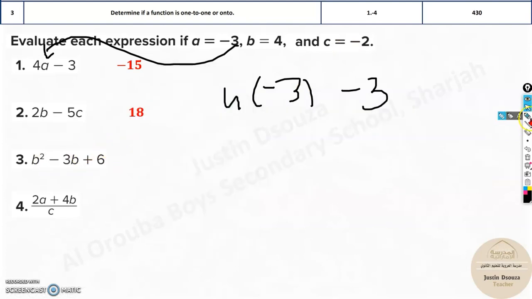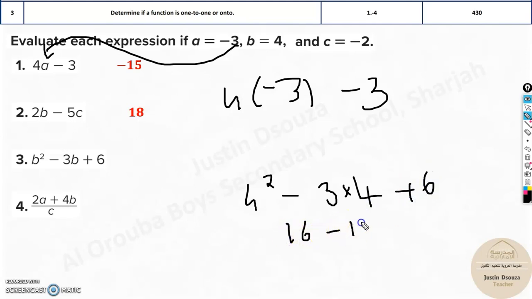Over here, you're using B square, that is 4 square, minus 3 times B, that is 4, plus 6. It'll become 16 minus 12 plus 6. Your answer would be 4 plus 6, 10. And similarly, you can do this. Just substitute all the values and solve it. That's it.